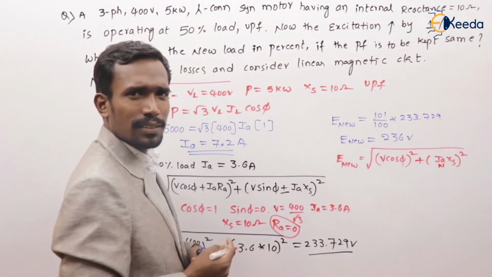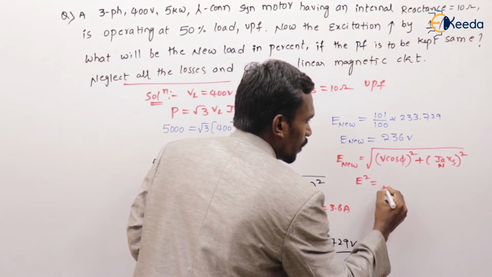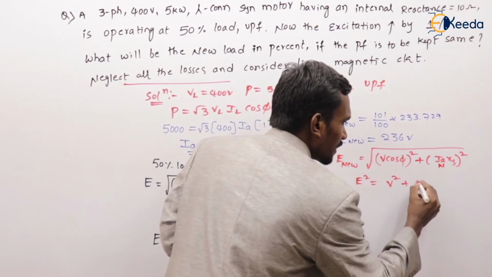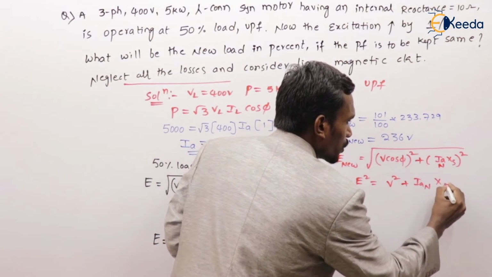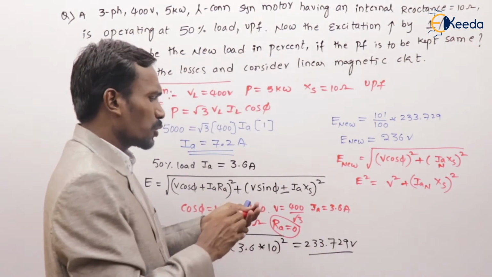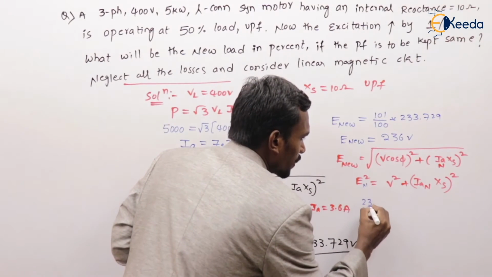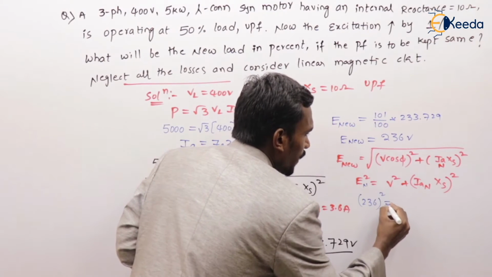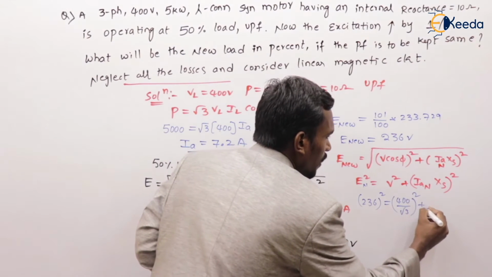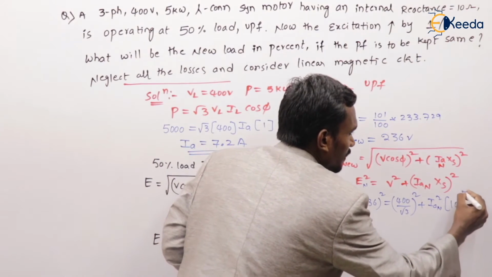Take the square root on both sides. Then E square is equal to V square, because cos phi is 1, plus (IA new into XS) whole square. Substitute all the values. E new is 236, V square is (400 by root 3) whole square, and IA new whole square into XS 10 square.